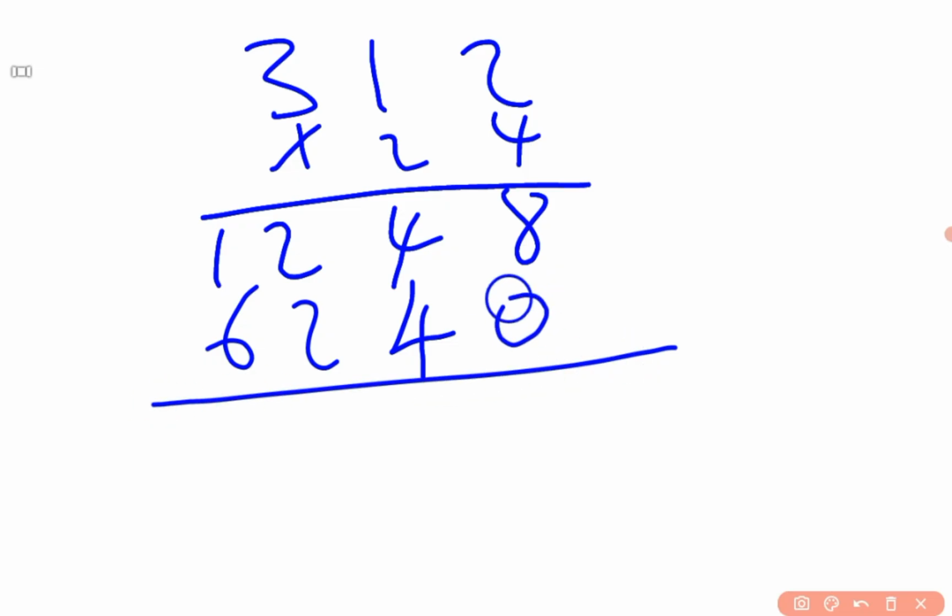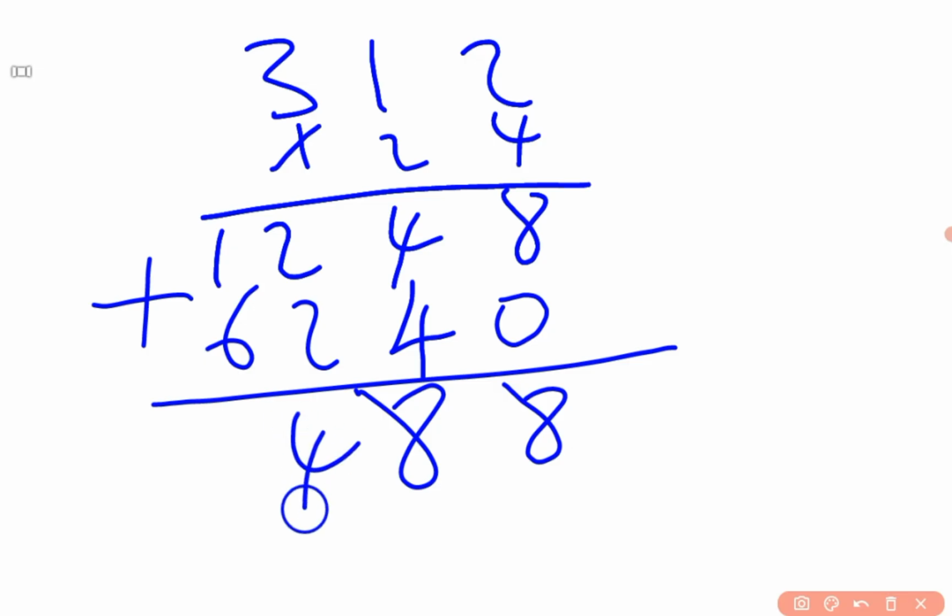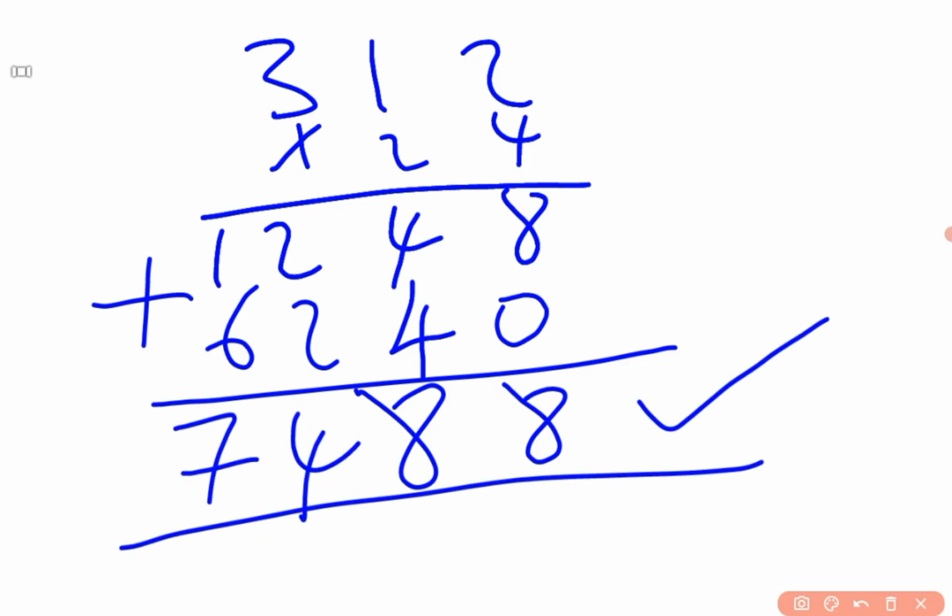So we come now, put 0 here. We now add. 8 plus 0 is 8. 4 plus 4 is 8. 2 plus 2 is 4. And 1 plus 6 is 7. And this is our answer.